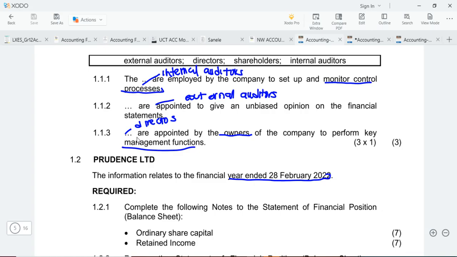And then the last one says that particular people are appointed by the owners of the company to perform key management functions. This one will be directors. Shareholders will hire directors so that they can do the basic management functions in the business, like being responsible for running the company, checking that everything is running well on a day-to-day basis. So these are some of the things that they mostly ask, and you need to remember that.